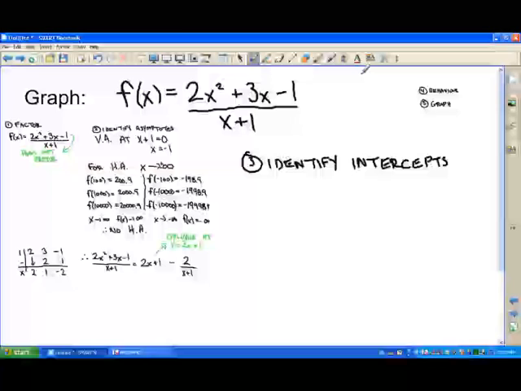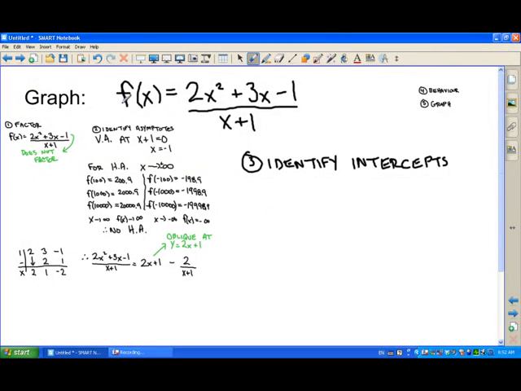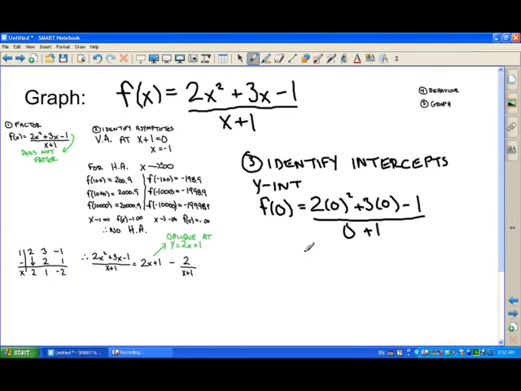Next up, we'll identify our intercepts. So y-intercepts happen when we sub 0 in for x. So we have 2 times 0 squared plus 3 times 0 minus 1 all over 0 plus 1, which gives us a y-intercept at negative 1.